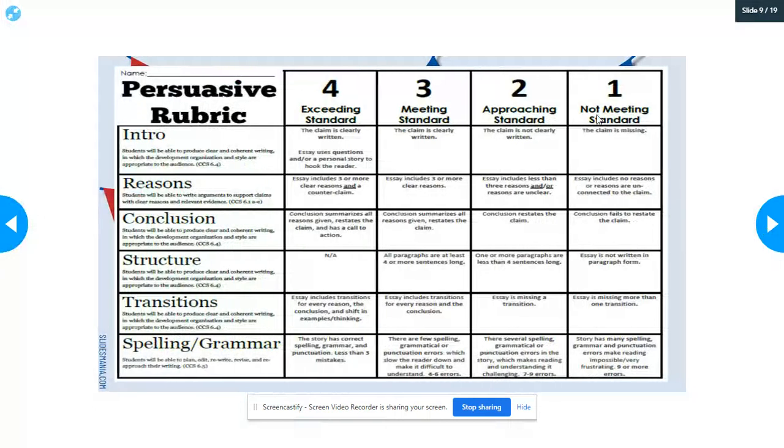This is actually how you're going to be graded on your speech. I'm going to be looking that you have a clear introduction, that you include those 3 reasons, that you summarize it up at the end, that you have good spelling, good grammar, good transitions.